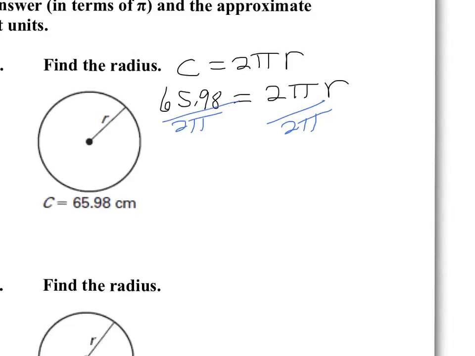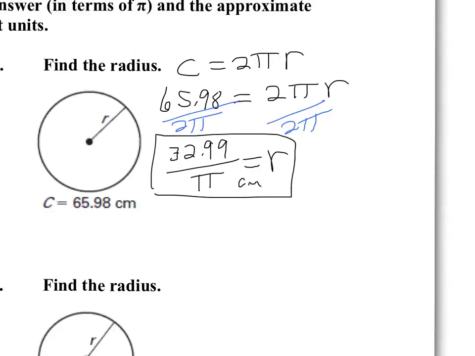Now if I'm going for both an exact and approximate answer, I probably do want to just divide it by 2 first. So I'm going to type in 65.98 divided by 2, and I'm just going to leave that pi there for a minute. I'll get r equals 32.99. I didn't round, that's exactly what it equals, over pi. And so that would be centimeters. And so that would be my exact answer. If I wanted to get an approximate answer, well then I would actually type that in, 32.99 divided by pi, and I'll make the little wavy equal signs, and I get approximately 10.5 centimeters.